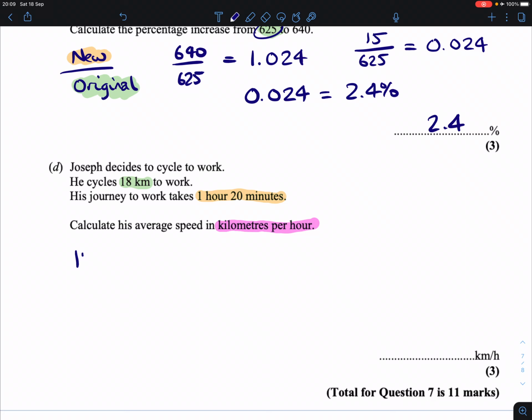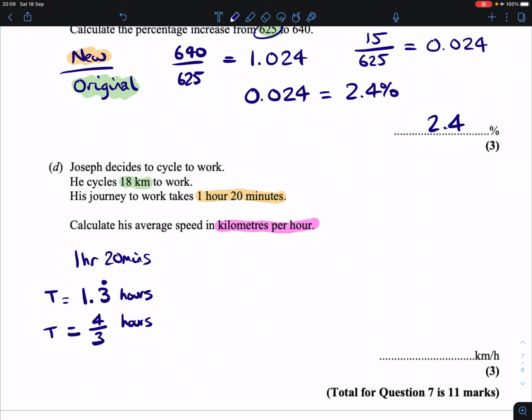So 1 hour and 20 minutes. If you convert the 20 into hours, you're going to divide it by 60. That will give you 1.3 recurring hours. You could also write this as 4/3. Either would be acceptable for your time being set up like that.